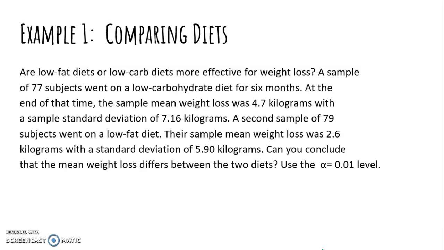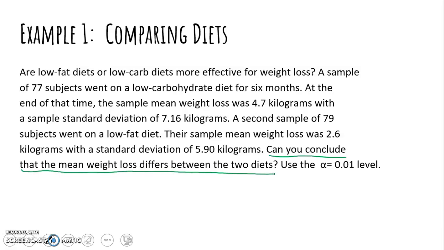Example 1, comparing diets. Are low-fat diets or low-carb diets more effective for weight loss? A sample of 77 subjects went on a low-carbohydrate diet for 6 months. At the end of that time, the sample mean weight loss was 4.7 kilograms with a sample standard deviation of 7.16 kilograms. A second sample of 79 subjects went on a low-fat diet. Their sample mean weight loss was 2.6 kilograms with a standard deviation of 5.90 kilograms. Can you conclude that the mean weight loss differs between the two diets? Use a 0.01 level of significance.